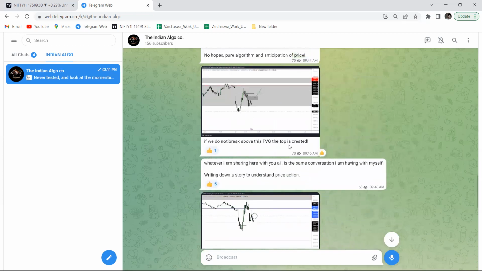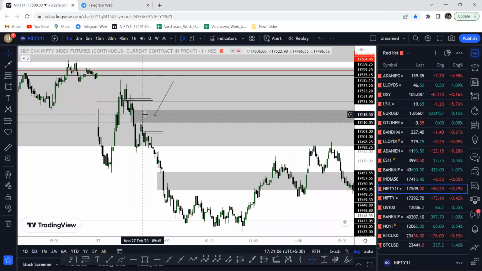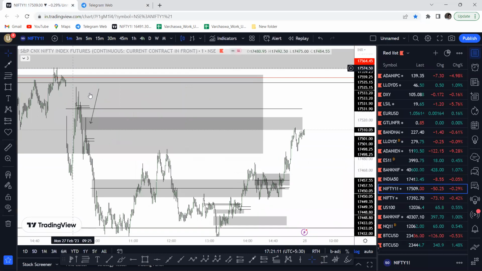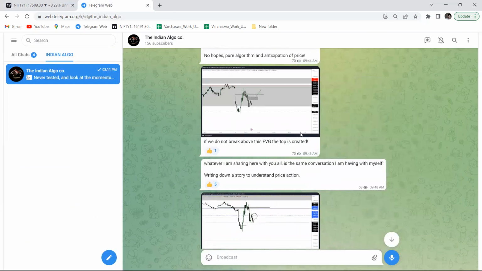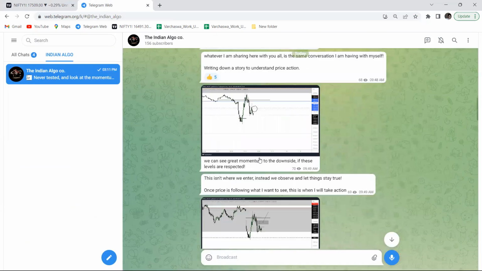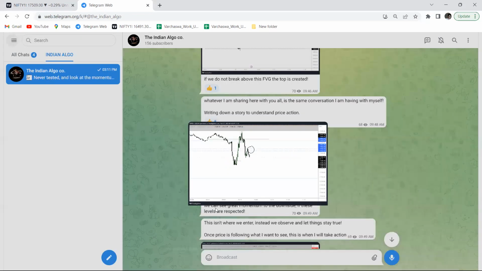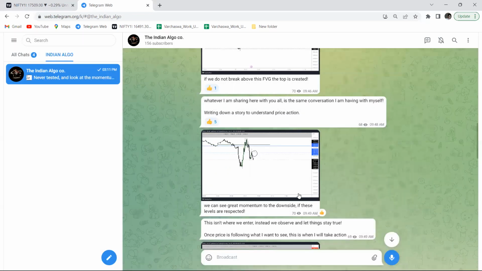If we do not break above this FVG, the top is created for the day. The top is created at 946, and do you see the price never broke above this FVG for the whole day, and the top is right here. Then I shared this example where, if we sustain these two lines, the price is supposed to fall down. If you can see here, we get great momentum to the downside if these levels are respected. I'm sharing this because it is going to be beneficial for you all.